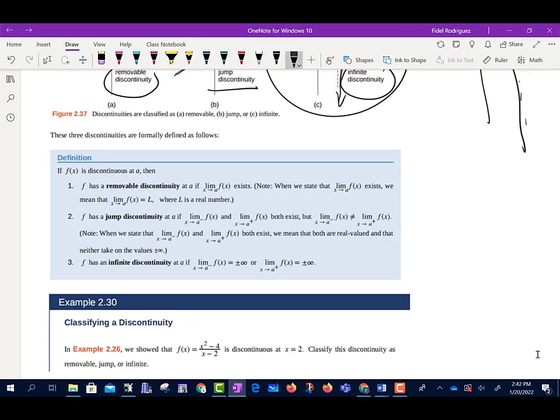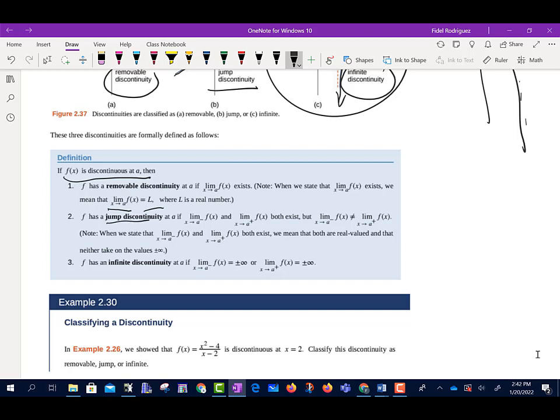So let's see. Here's like the formal definition. It says if f of x is discontinuous at a, then f has a removable discontinuity at a if the limit as x approaches a exists. Note when we say the limit exists, we know that the limit as x approaches a of f of x is equal to L, right? So the limit's going to exist, but we have that removable point, okay?